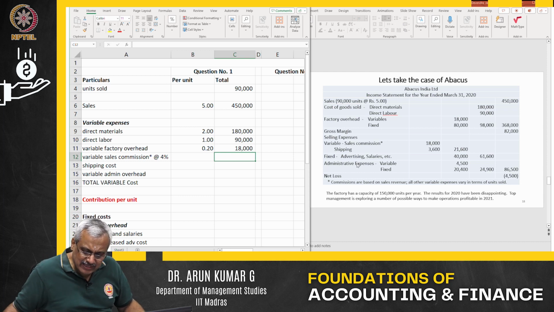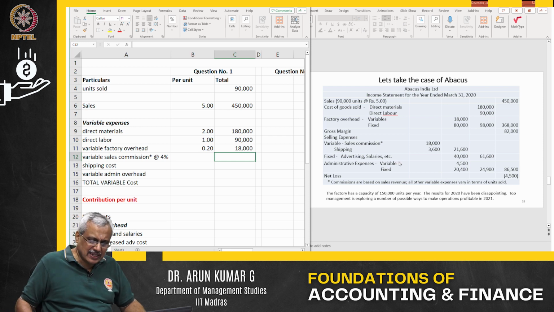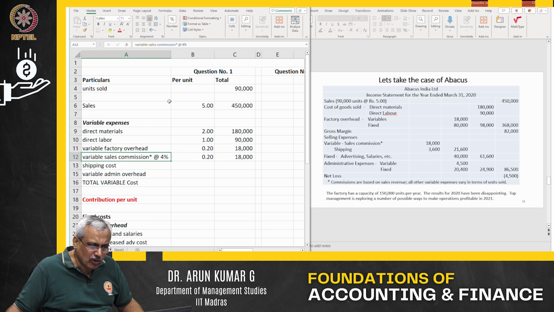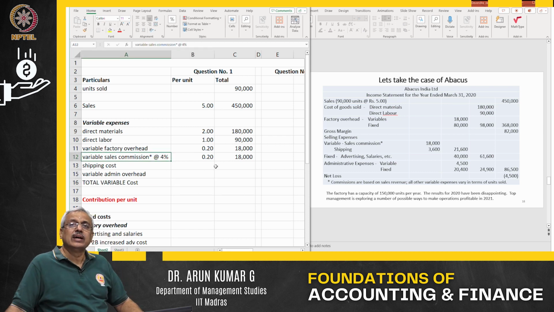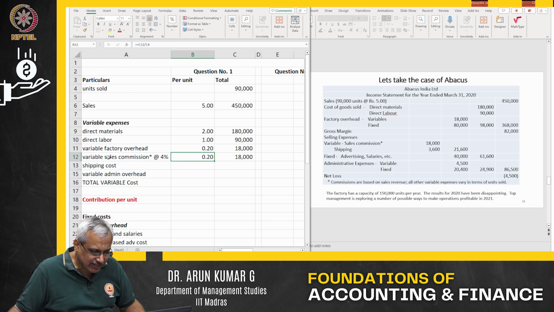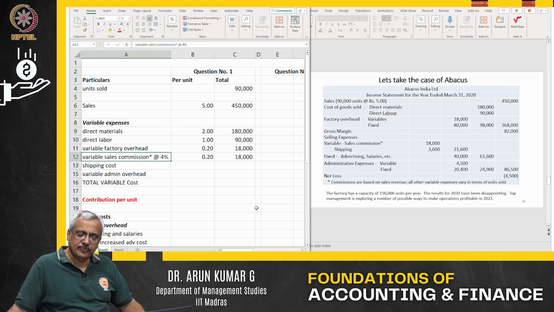But they say commissions are based on sales revenue, other variable expenditure on units sold. So, for sales revenue this is again 18,000. That means per unit it is going to be 0.20. This 0.20 translates to about 4%. 4% of 5 rupees is 0.20. It translates to about 4%. I have written it down very clearly.